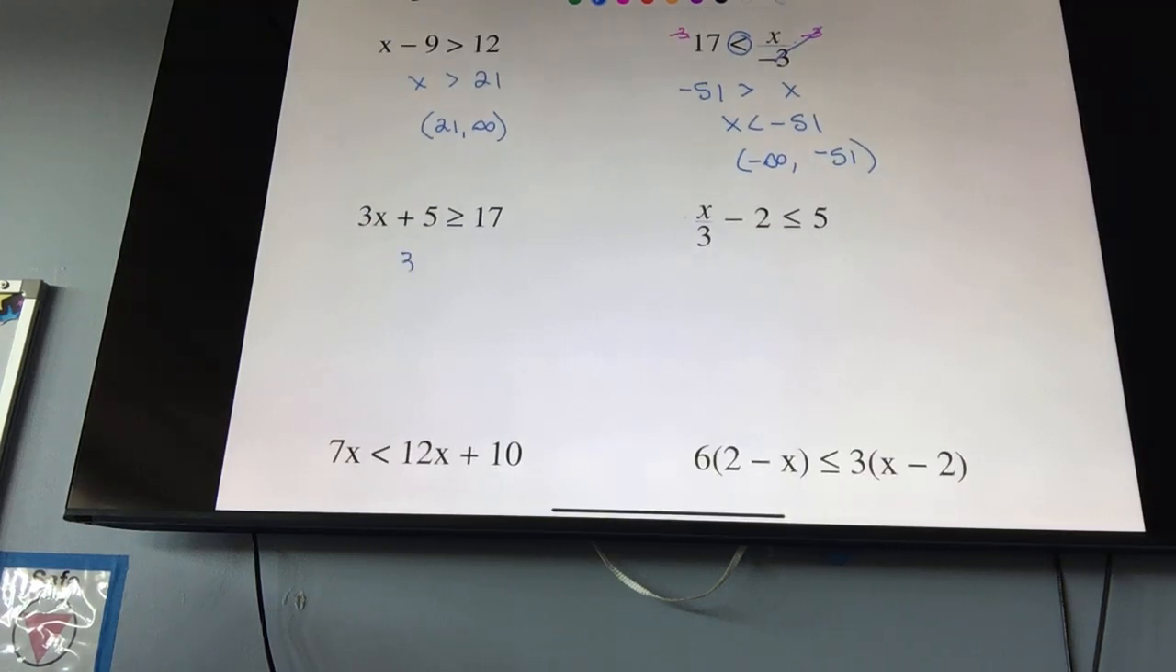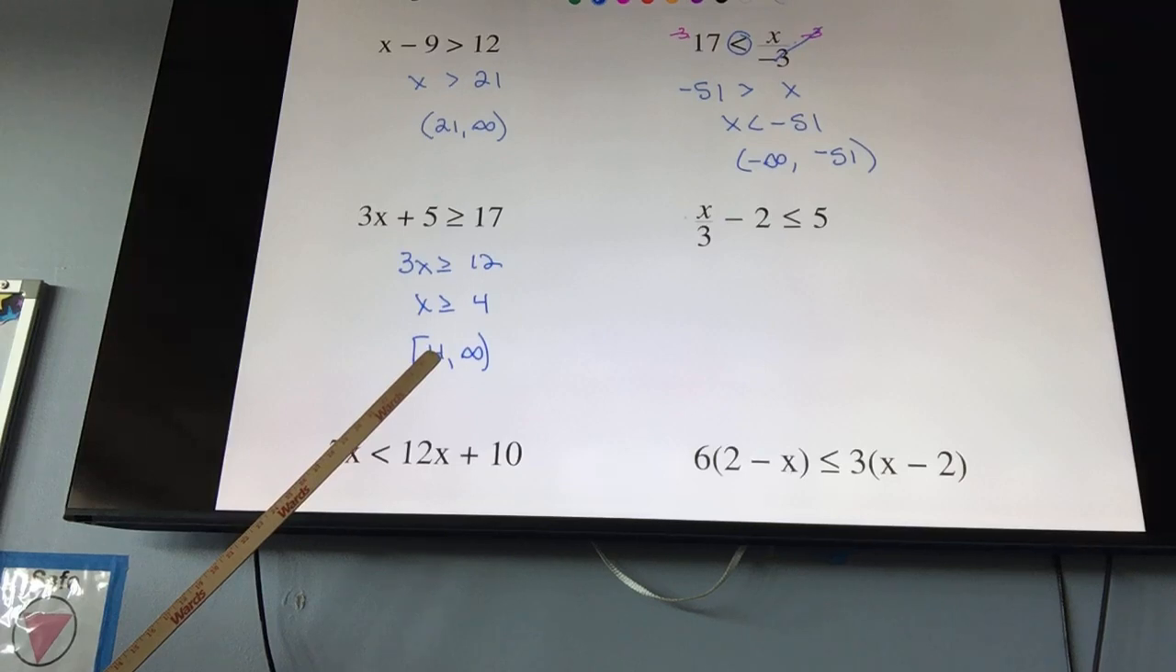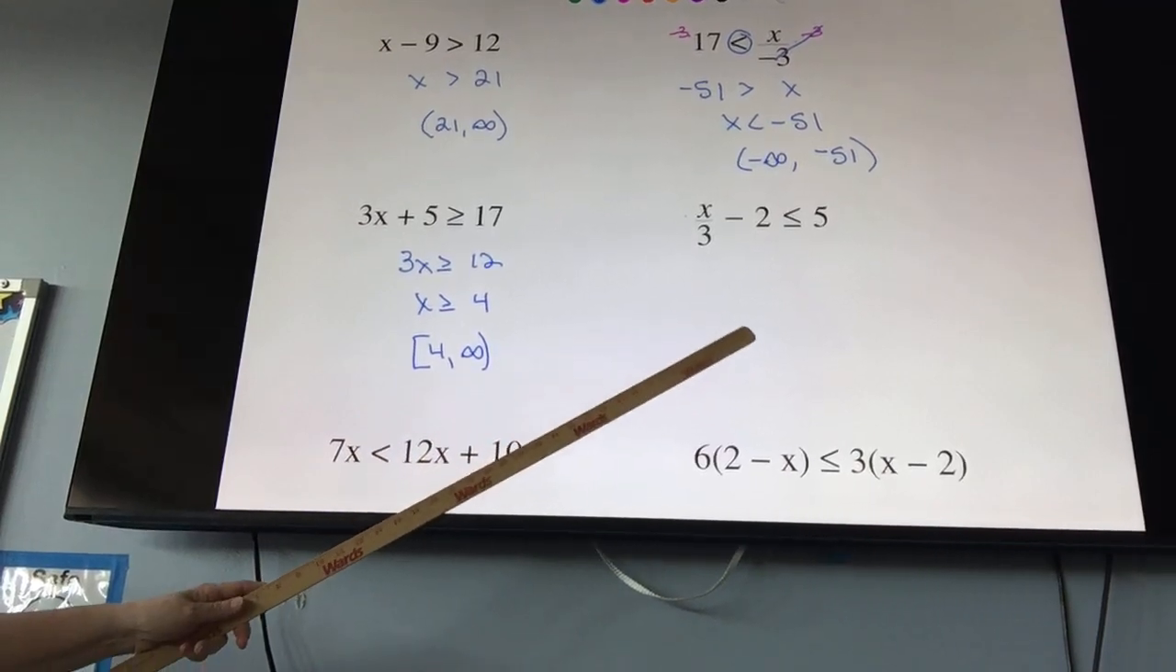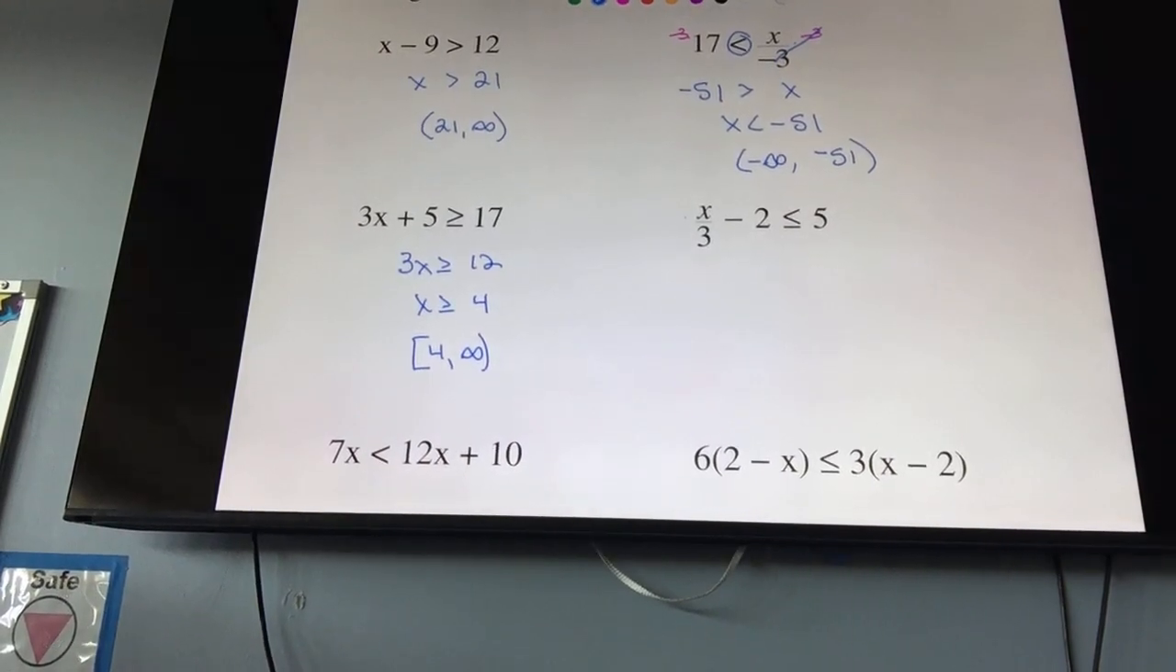Okay, on this next one, I'm going to subtract 5. So 3x is greater than or equal to 12. Divide by 3, and x is greater than or equal to 4. So here I'm beginning at 4, going infinitely in the positive direction, greater than 4. 4 will be included, so I use a bracket. But I'm going to go to positive infinity because it's greater than 4. So it's saying I'm beginning at 4. My bracket here means that I'm including 4, and then I'm going to keep going greater than 4 in the positive infinity direction.